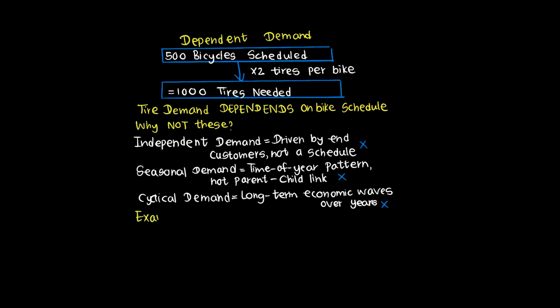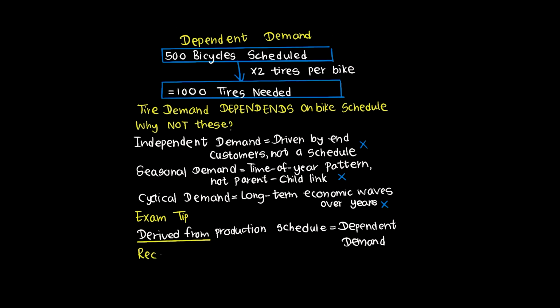Here's a WGU C215 OA exam tip for you. When the question says a component's demand is driven by or derived from the production schedule of a parent product, that is dependent demand. Quick recall hook: dependent demand depends on the parent product.